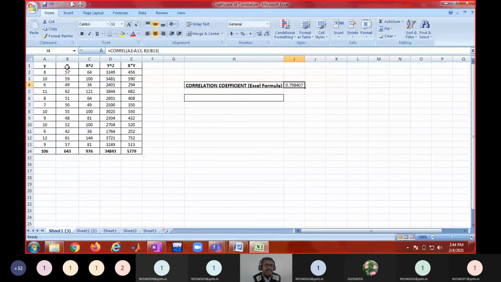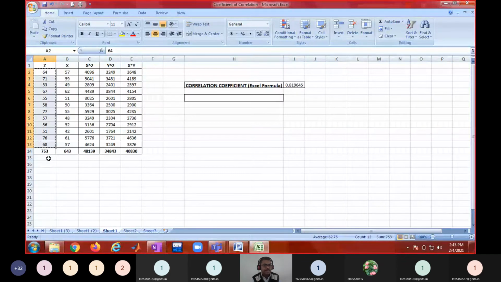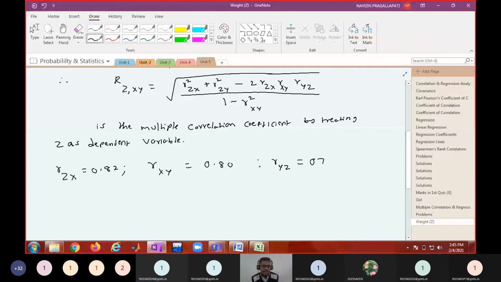So for RYZ, this has to be Z. Okay. So what is Z data? Z data is this. Okay. So what is the correlation coefficient? 0.77. Okay. So what table are you going to prepare?